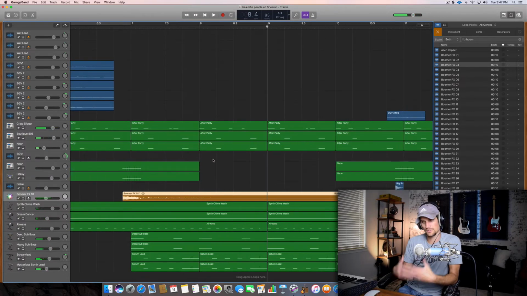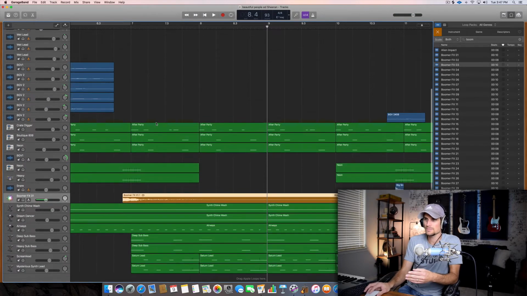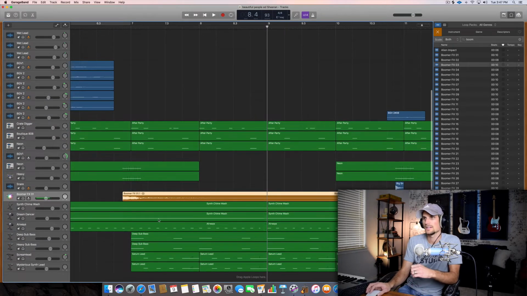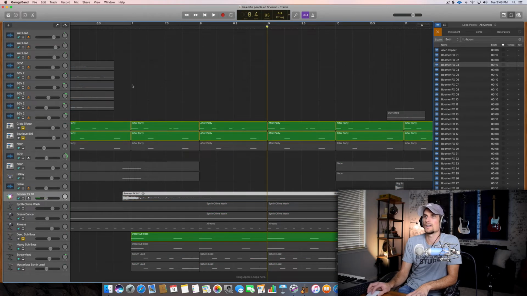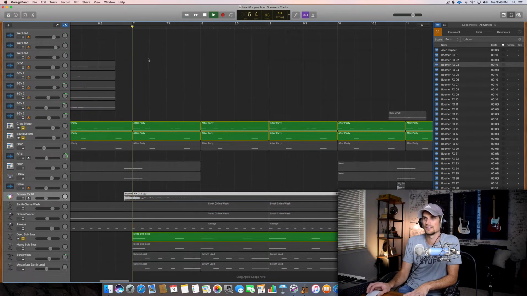So when the hook comes in, I should say, there's two main elements that come in. The drums stay the same, the synths stay the same, and it's really the bass and then that really cool lead hook. So on the bass, I listened many times and basically just made sure that I had the right notes and timing.